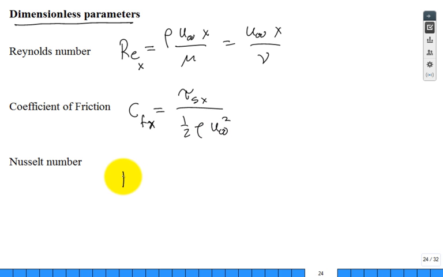Okay, Nusselt number. Nusselt number is a function of x. It would be our h at that location x times x divided by k of the fluid, thermal conductivity. This is a little more abstract, isn't it? It's related to the gradient of the dimensionless temperature profile in the fluid. It's a little more abstract than the first two. You have better physical interpretations for the Reynolds number and the friction coefficient. All right.